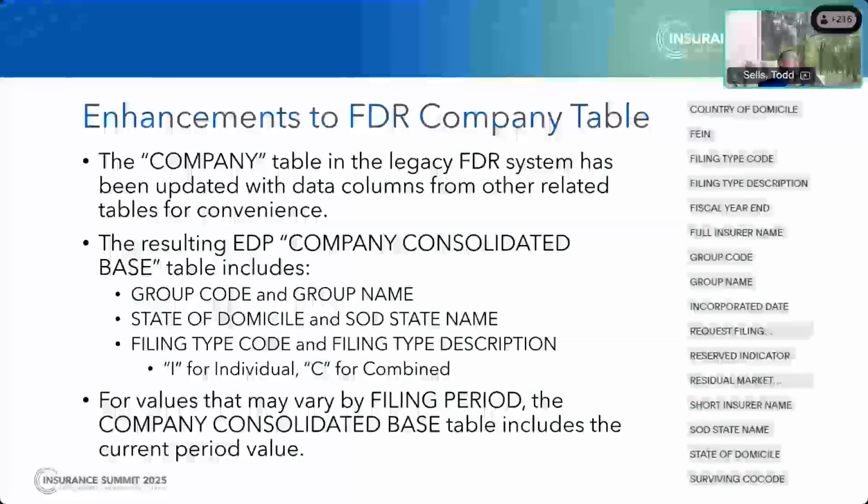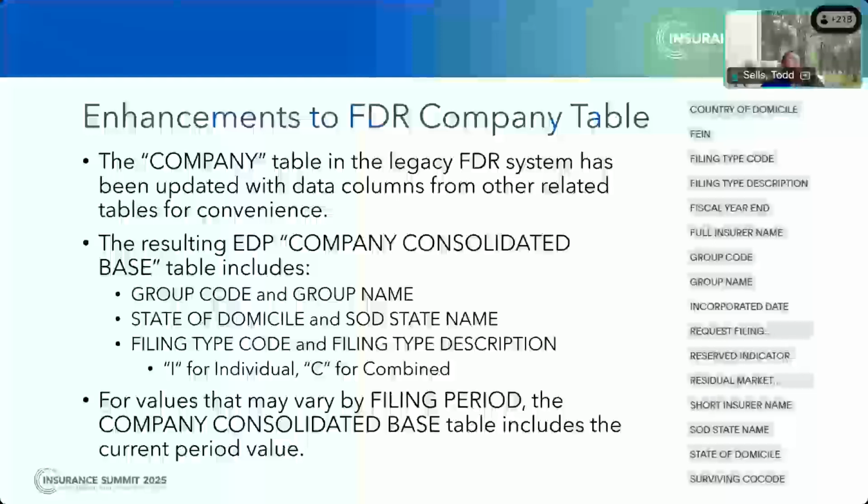So in that company consolidated data, you can get group code and group name. You don't have to go and join to a group table to find that group name for that group code any longer. You can get state of domicile, which is the state abbreviation, and you can get the full state name, which is the SOD state name. And then filing type code and filing type description. It used to just have the code, I or C. It's pretty easy to learn those two, but if you've never learned them, you don't keep track of them: I for individual, C for combined. You would have to join to another table to get that description in English language of individual versus combined. So we've brought all of those kind of decode columns, if you will, into this one table instead of making people have to go join to all those other tables to get those values that we can understand.